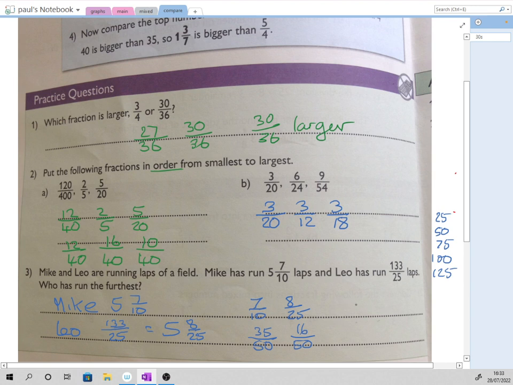So Mike has done 5 and 35/50, and Leo has done 5 and 16/50. Yeah. So Mike has run the furthest because that is a little bit bigger. Well, it's twice as big as that. 5 laps and a bit more.